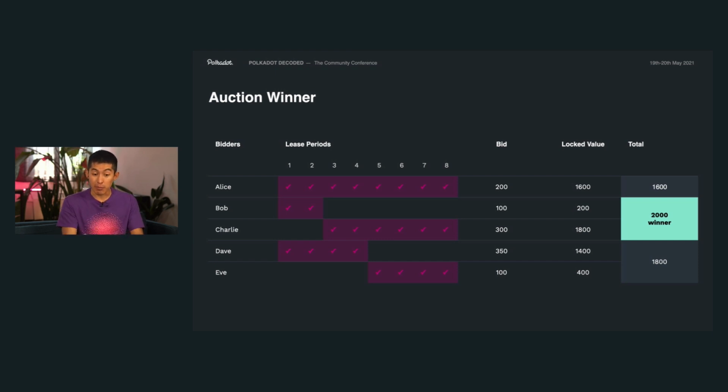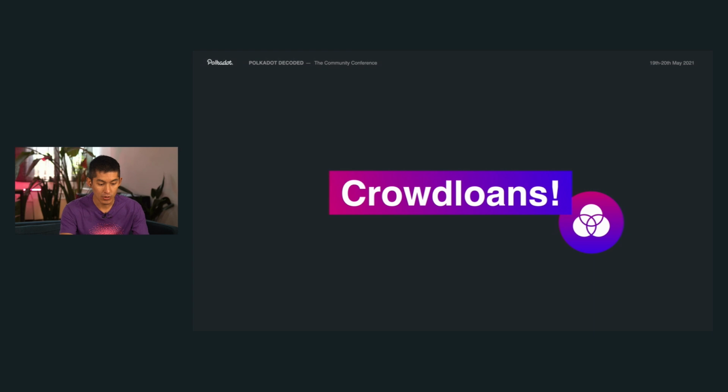And if we look, neither Bob nor Charlie actually made the highest bid, but it was the fact that their overall locked value was the highest that allowed them to become the winner. Does this make sense, right? Cool. And so now we understand how auctions work, let's chat about crowdloans, which is, I think, one of the most exciting things that we can definitely offer in this presentation.